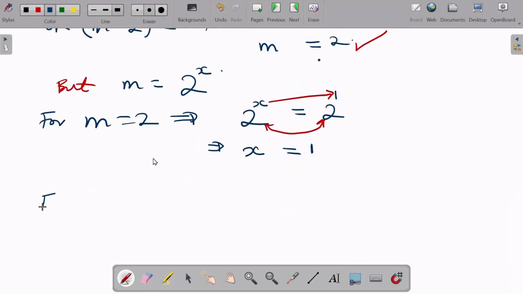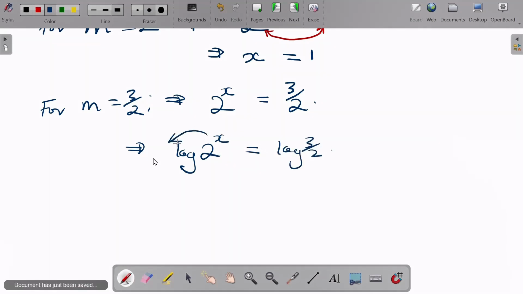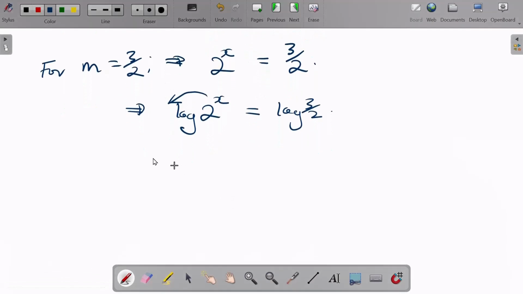Or for m equaling 3 over 2, it's going to imply that we are having 2 power x being equal to 3 divided by 2. This one we can solve by introducing logarithm of base 10 on both sides. So we are going to have log of 2 power x equaling log of 3 over 2. By the rules of logarithm, the power is dropped to that side, so that we have x multiplied by log of 2 being equal to log of 3 divided by 2.